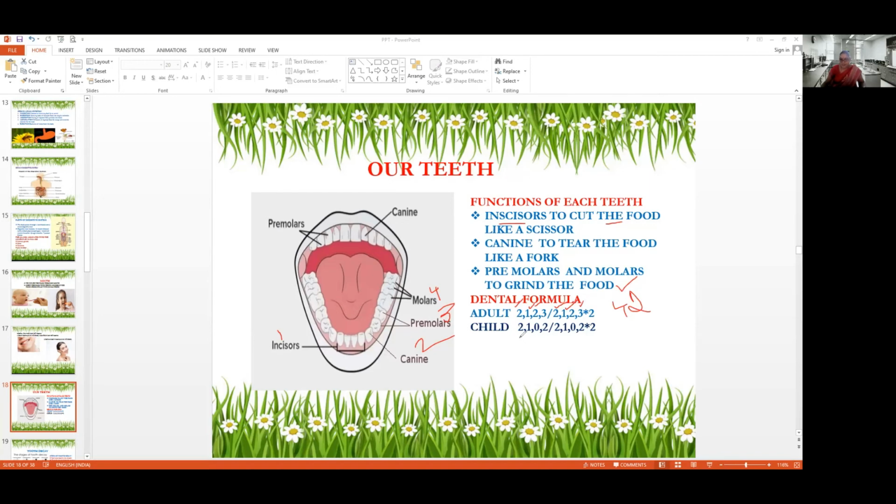Next, in a child, only 20 teeth will be there. So 4 incisors, 1 canine, no molars or premolars. Depending on the child, we will be getting the molars and premolars.